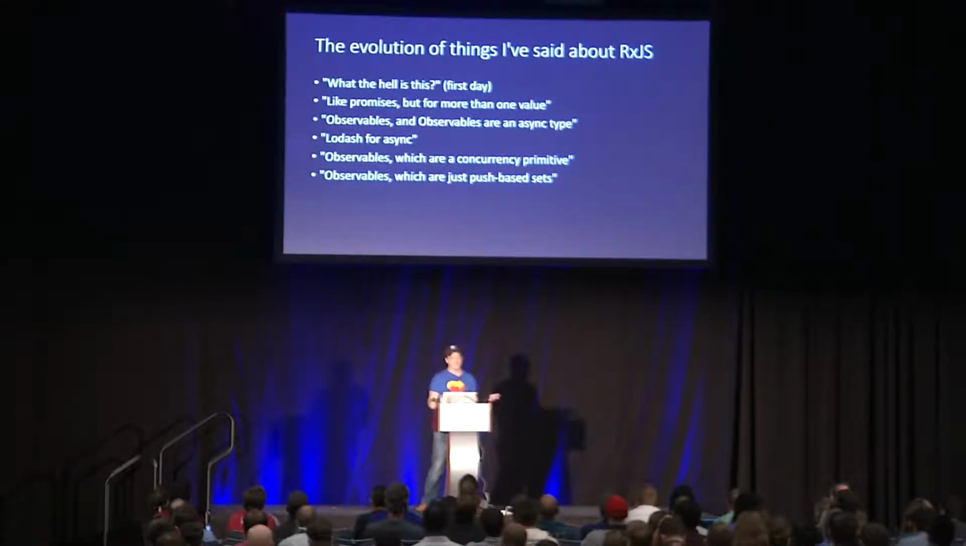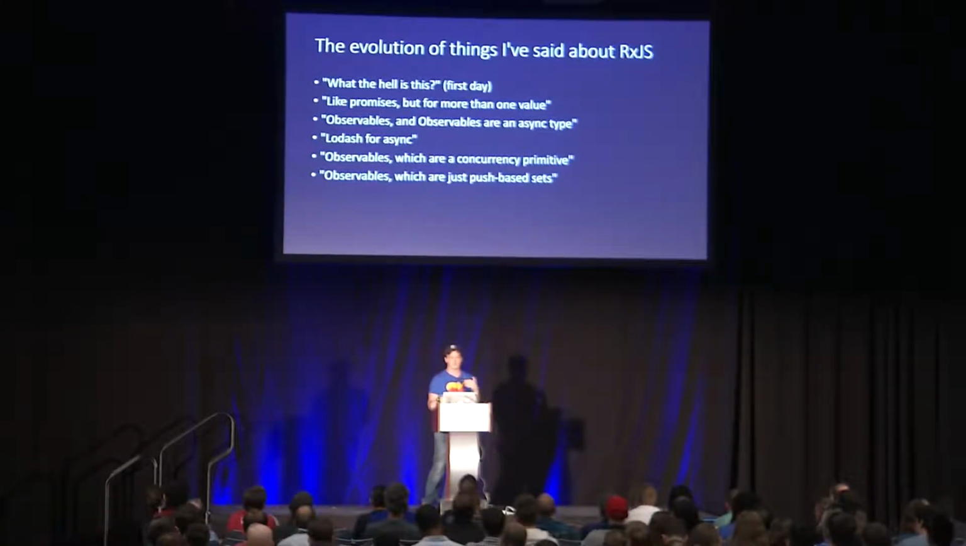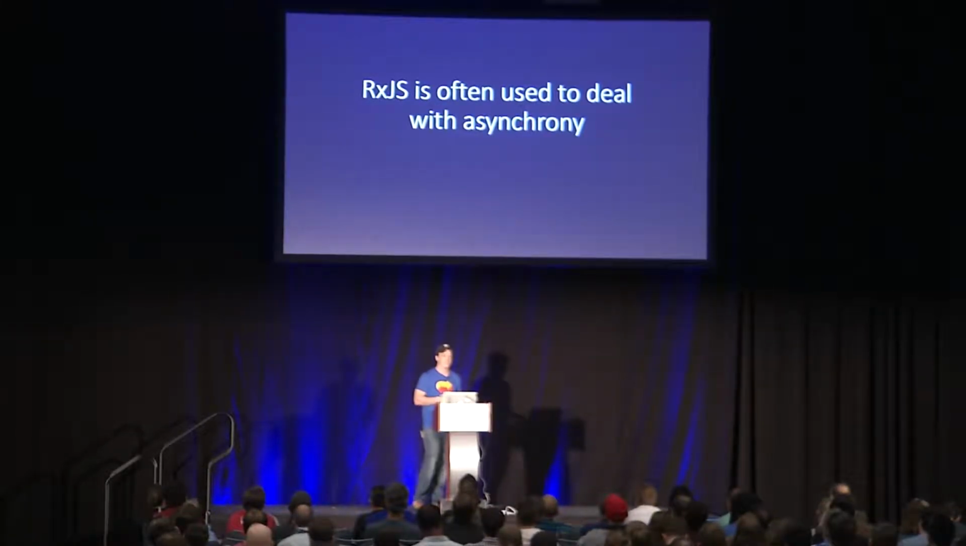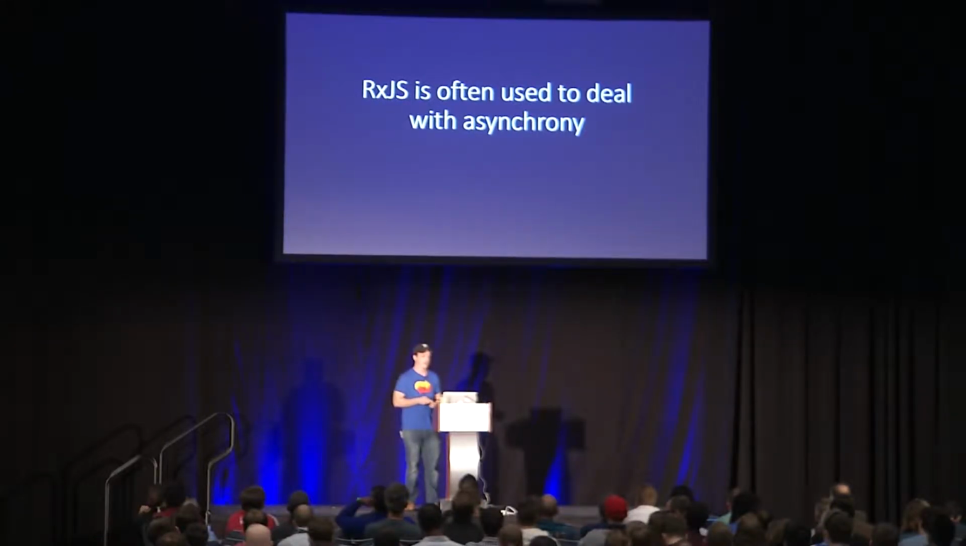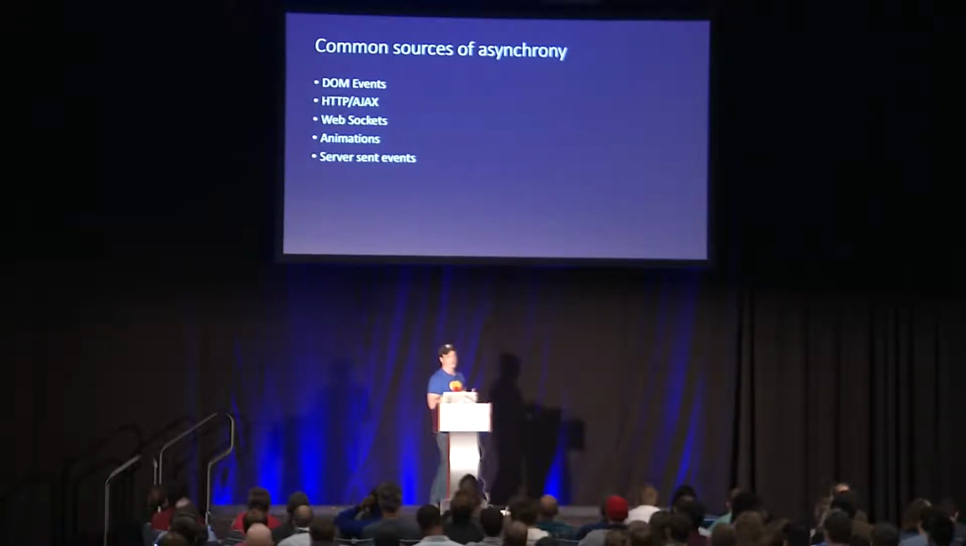So then I moved on and said, well, observables, which are a concurrency primitive, and that's just confusing everybody. That's not really helping the situation when you explain it. And now I kind of just land on observables, which are just push-based sets. So it's about pushing values at you. So RxJS is often used to deal with asynchrony. Common sources of asynchrony in web development you'll find are things like DOM events, AJAX, WebSockets, animations, those sorts of things. Server-sent events, which are a lot like WebSockets, just push values at you.